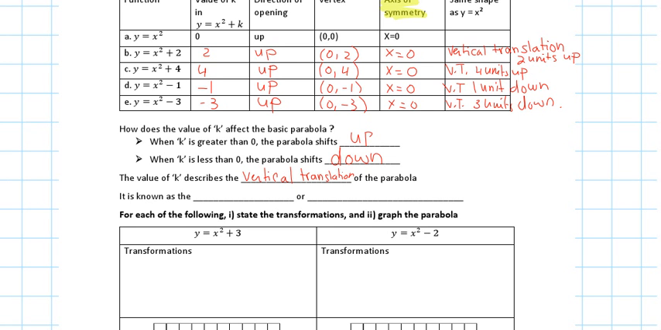It's known as the, what am I trying to say here? It's known as the, no, VD. It's known as the optimal value, I'm guessing, because it's changing the optimal value. Or the y value of the vertex.